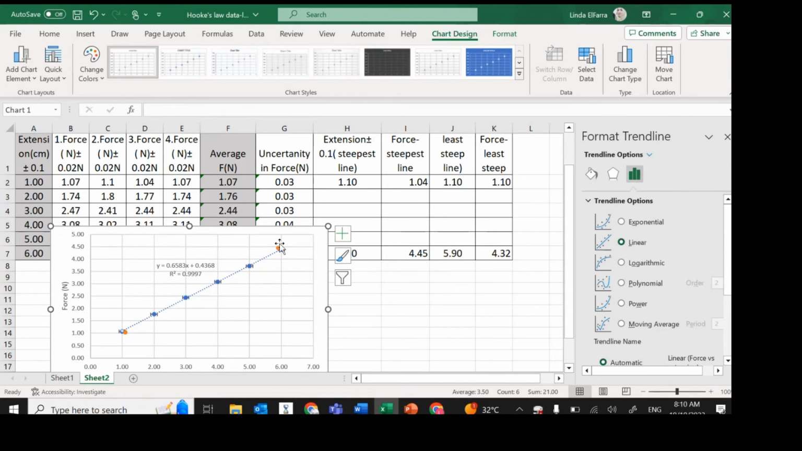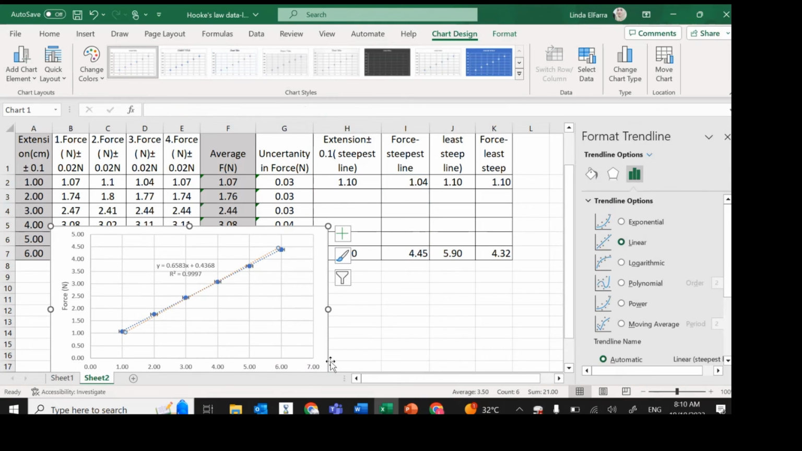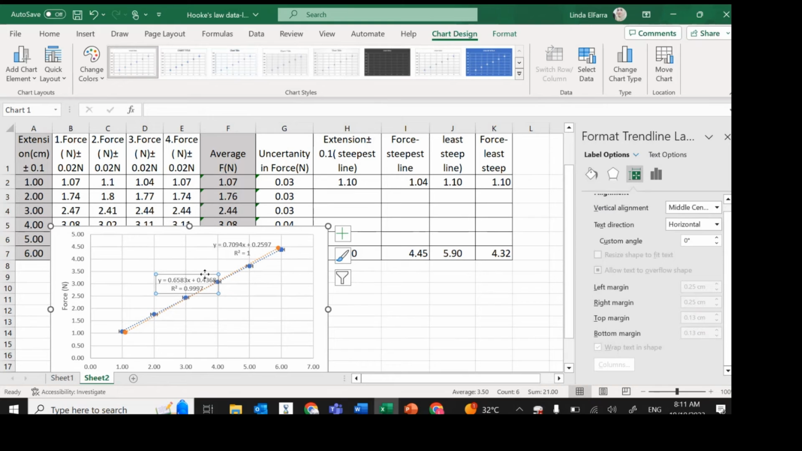Okay, and again, right click on this point and choose add a trend line. Go down, display the equation there. So I'm going to put in the middle the original equation of the line. On the top will be the maximum slope, the steepest line. Still, I need the least steep line.